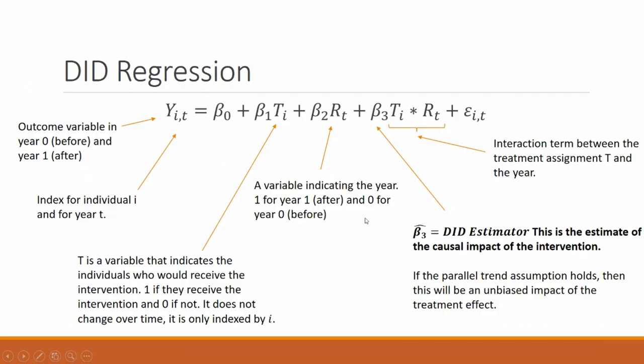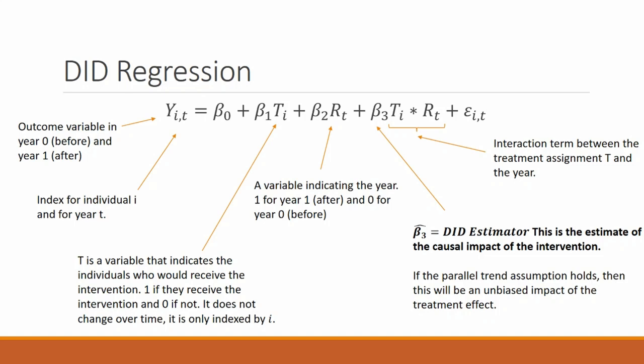It does not change over time. It is only indexed by i. Now let me make that clear, and I'll make it even more clearer when we do the Stata demo. This T variable is basically the treatment variable. It equals one for the people that receive the treatment, the intervention. It equals zero for people that did not receive the intervention. But now we have data on these individuals before and after the intervention.